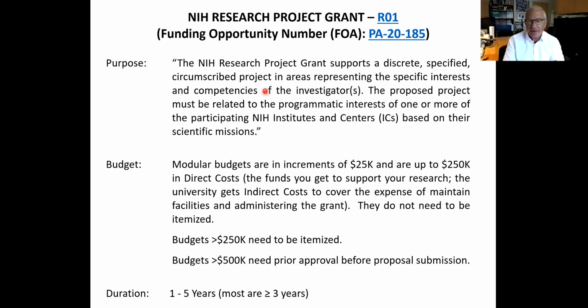In terms of budget, there are basically two types. There's a type of budget called a modular budget, which is for annual direct costs every year of $250,000 or less. And those budgets are arranged in increments of $25,000. So for example, if you had an annual budget of $210,000, you would ask for $225,000. And the nice thing about the modular budgets is that they don't need to be itemized. For budgets that are greater than $250K, those need to be itemized.